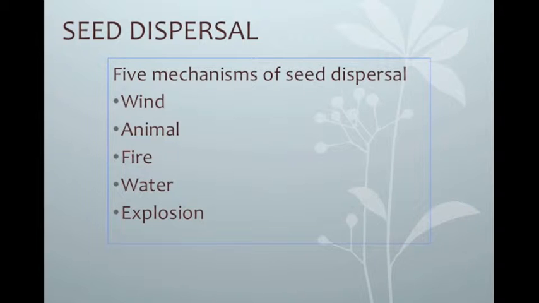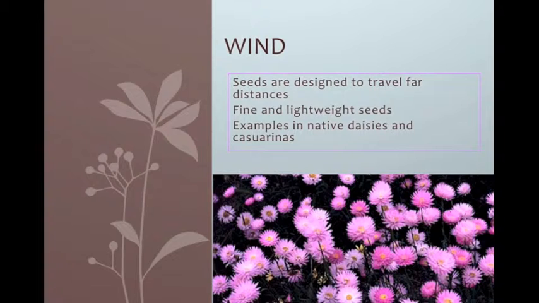Seed dispersal can occur with the assistance of wind, animals, fire, water, and explosion. Wind. Seeds dispersed by wind are designed to be able to travel over a wide distance. They are fine and lightweight. Examples of these seeds are native daisies and casuarinas.